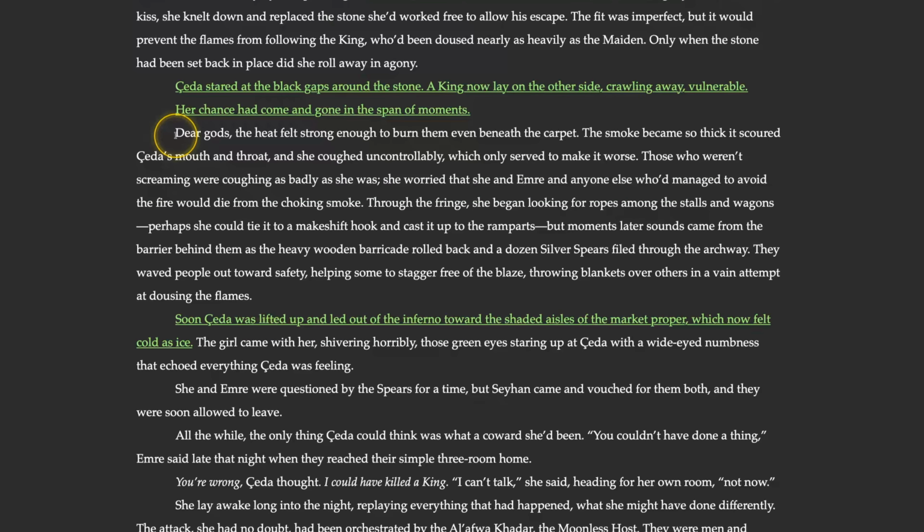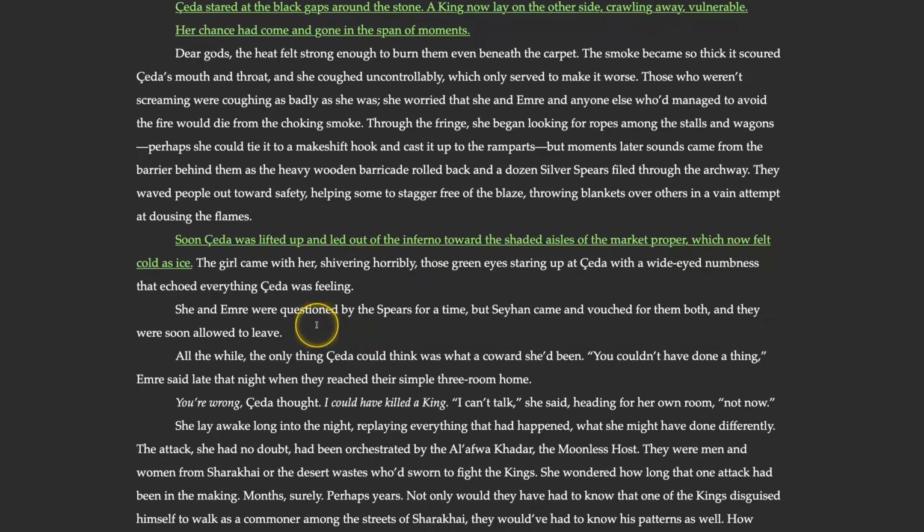And so the fallout of the fire continues for a little bit, but in the meantime, people have been trying to break these barriers so they can open up a way to get out of this place. And so that happens. And soon Cheta was lifted up and led out of the inferno toward the shaded aisles of the market proper, which now felt cold as ice. The girl came with her, so they saved her. And then they're questioned by the spears for a little bit. So this kind of marks the end of that scene.